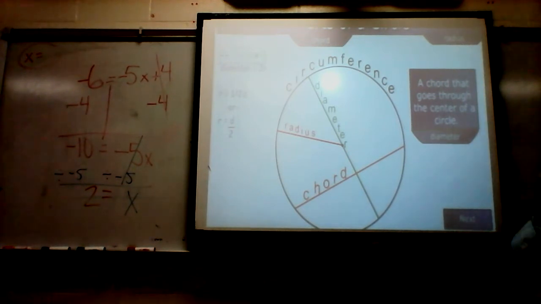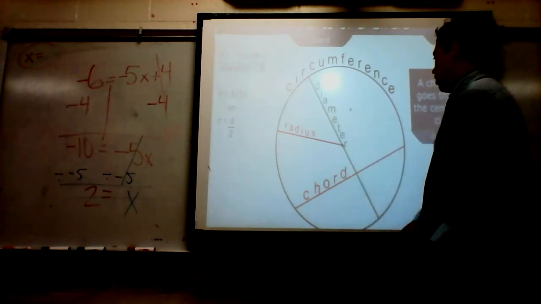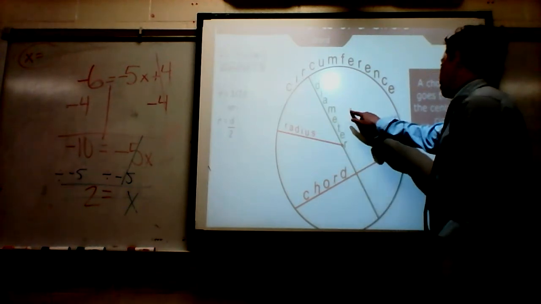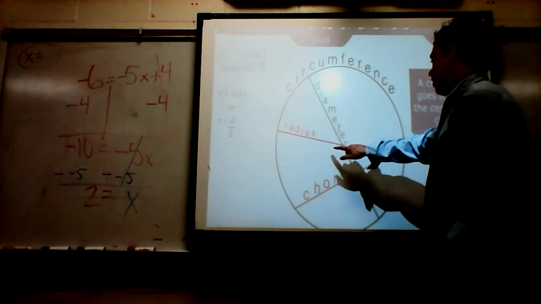It is a little bit difficult to tell from the picture, but a radius and a diameter have a unique relationship.